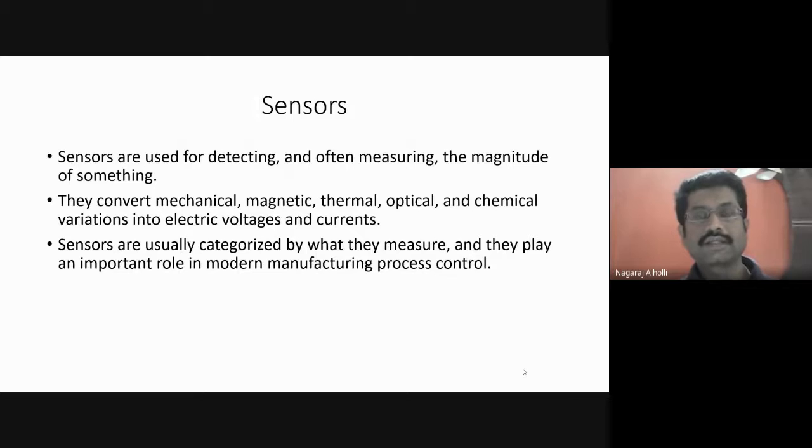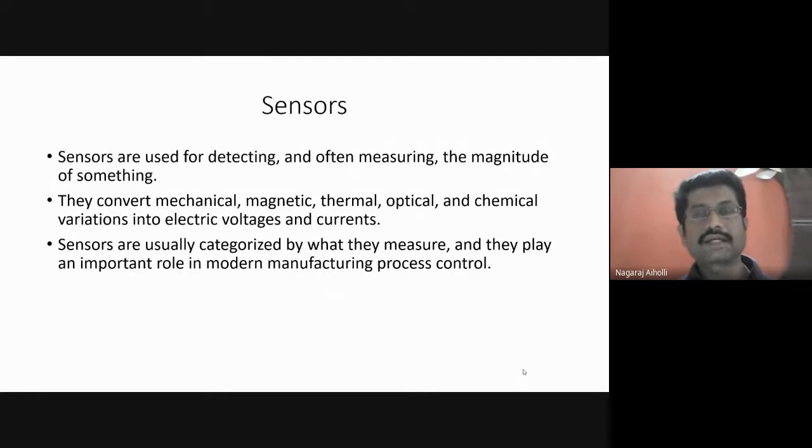These sensors convert one form of energy to another form of energy. The applied input signal may be mechanical in nature, it may be an optical signal, a chemical signal, a magnetic signal, a pressure signal, a thermal signal, or any type of signal. This input signal, which is of one form of energy, is converted into electrical energy. The sensor converts the applied input signal energy into electrical energy. Electrical energy means it can be either the current or the voltage.